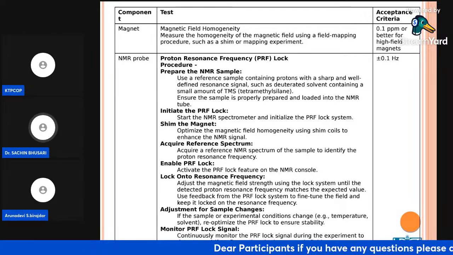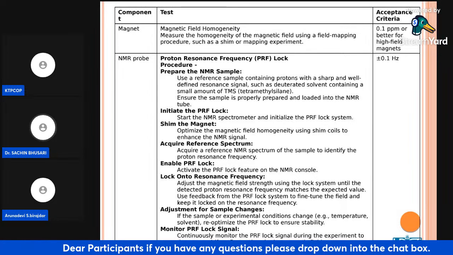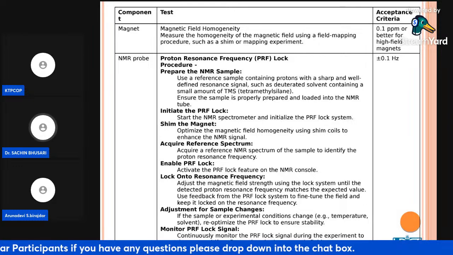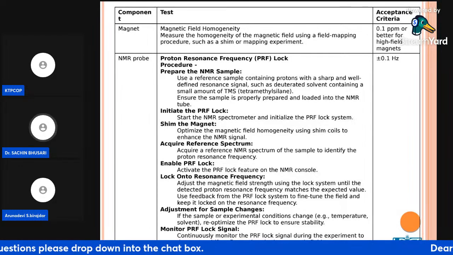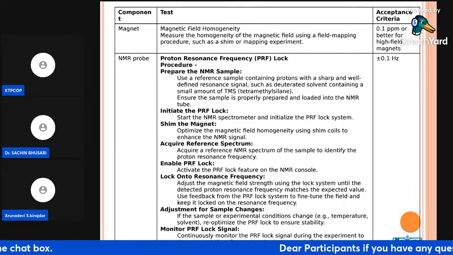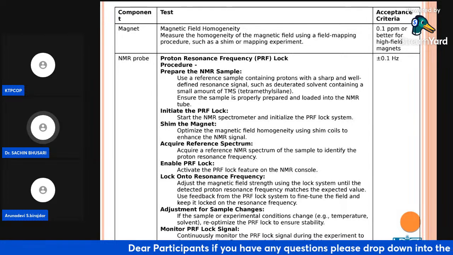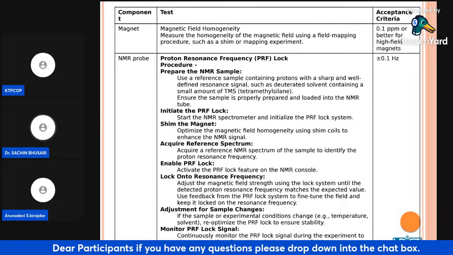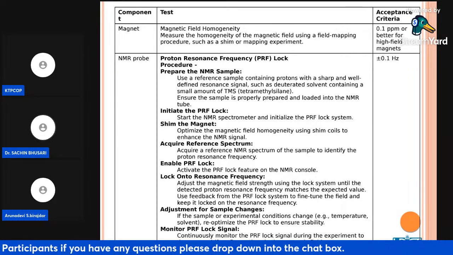So for NMR, it's a huge protocol. I'm not going to read that. I'm just showing you. Even if you are using NMR as a tool, yes, the magnet has to be calibrated. So again, NMR has a magnet and NMR probes. For the NMR probe, there is a huge procedural part. Those who are actively involved in NMR operations can understand very well.